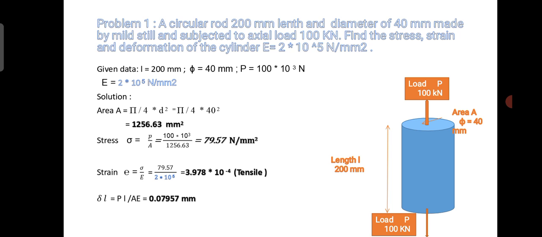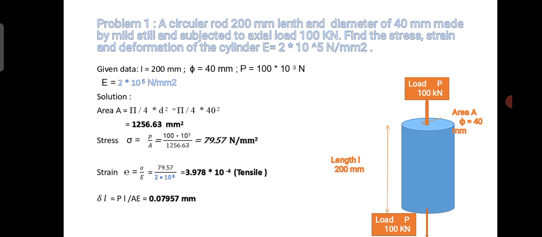Okay, now put the unit properly after calculation or in the calculation, so that there is no chance to lose the marks. Then stress is equal to P by A. So at the numerator we have the load, at the denominator take the area. So we are getting stress equal to 79.57 Newton per mm square.